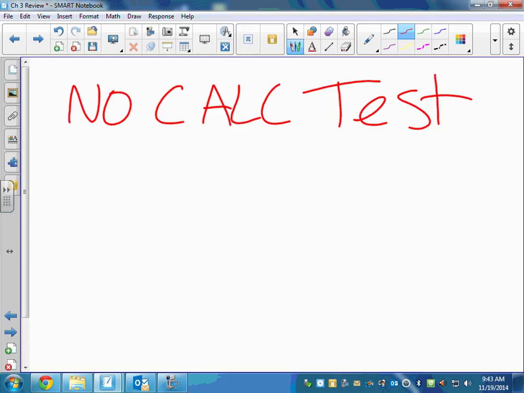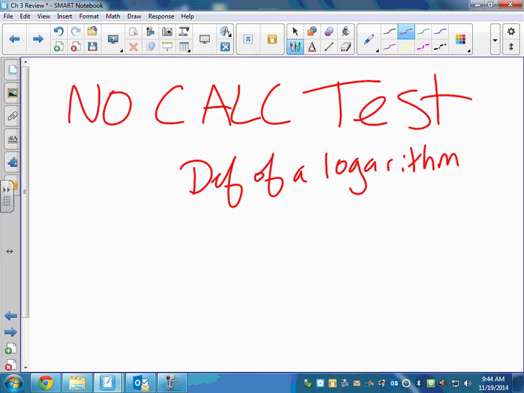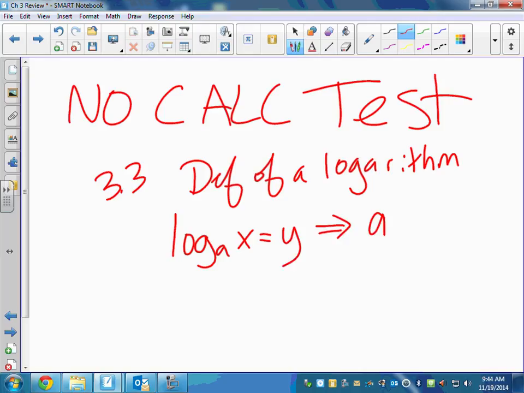But definitely, what do you have to know? The definition of a logarithm. On that last worksheet we did, I don't know if I passed that out or not, but on the back side where you had to evaluate all the logarithm stuff and it said do without a calculator. Section 3.3 said do without a calculator. You have to know if I give you log a of x equals y, that means a to the y equals x. You got to be able to give me the answer. The answer is the exponent. Don't just rewrite it. Simplify it.